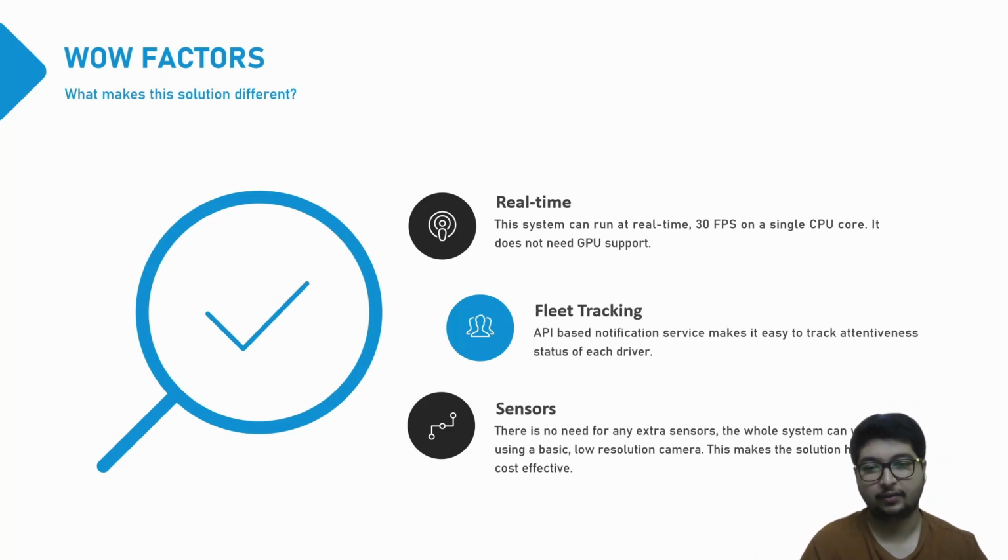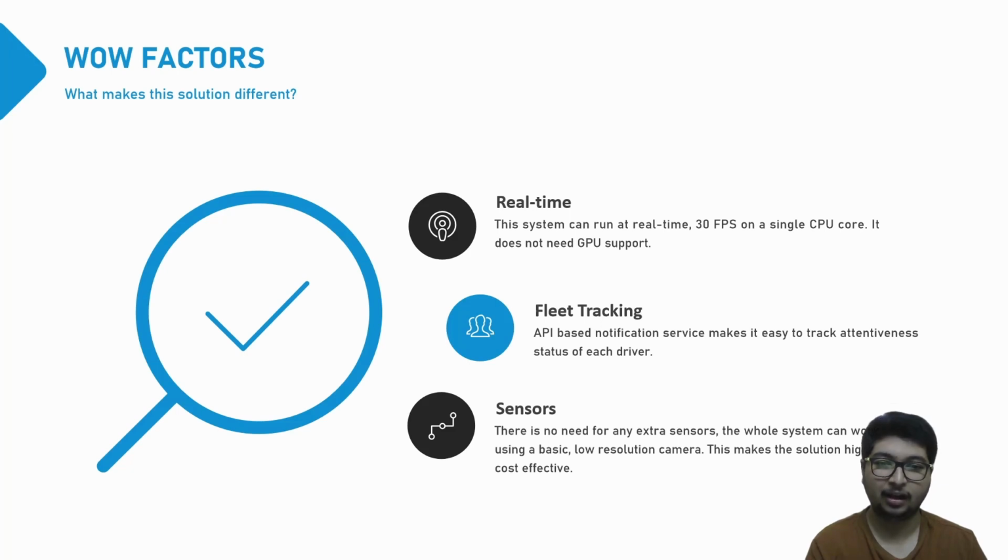And secondly, I have implemented fleet tracking. So let's say you're a person running a delivery business. Maybe you have 100 drivers and 100 different vehicles going on 100 different routes. So how do you track the health status or the attentiveness of each driver, and how do you track where each driver has stopped and so on? So that entire solution has been implemented in the code itself. At a very basic level though, but it still works.